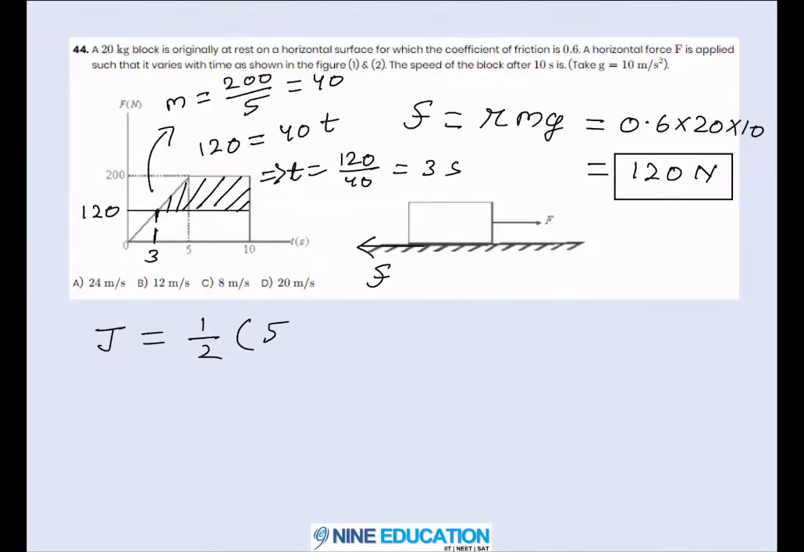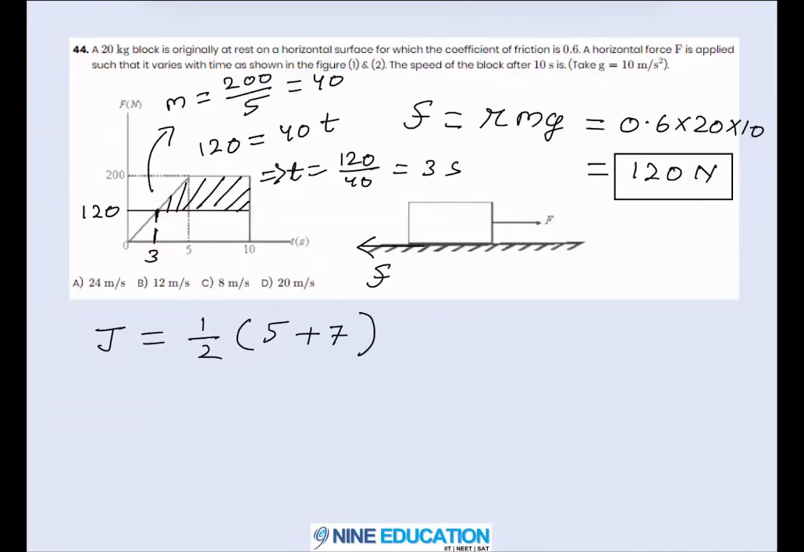While the other one, from here to here, this much is 5 seconds, which we just calculated, while this much will be 5 minus 3, that is about 2-second time interval. So total time interval will be how much? 2 plus 5 seconds, that will be 7 seconds. So half into 5 plus 7, into the height.